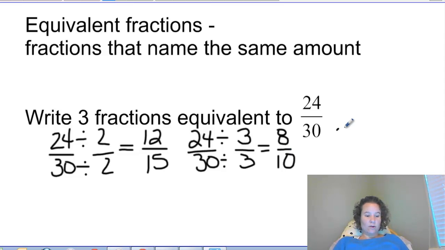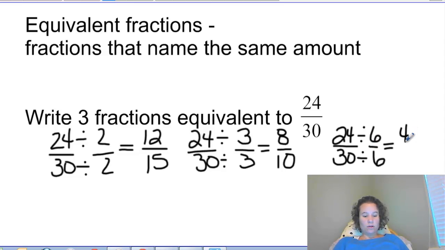And my last one here, 24/30, I could divide both of these by... I know that these are both divisible by 2 and 3, so that tells me that they are also both divisible by 6. So let's go ahead and divide by 6 over 6. Again, we're just dividing by 1. So 24 divided by 6 is 4, and 30 divided by 6 is 5. So 4/5 is also equivalent to 24/30.